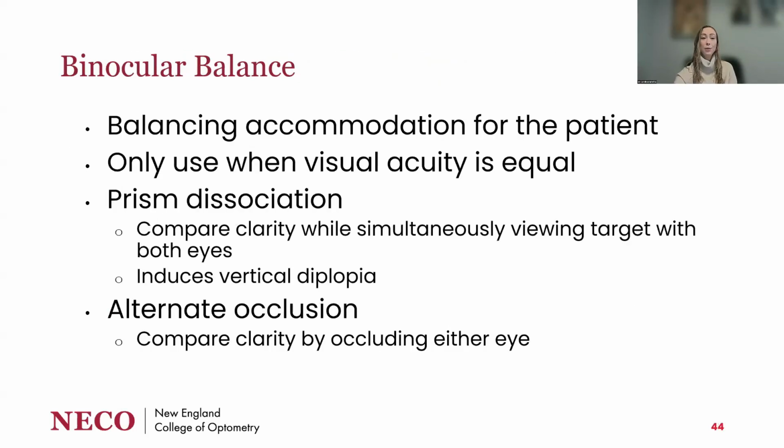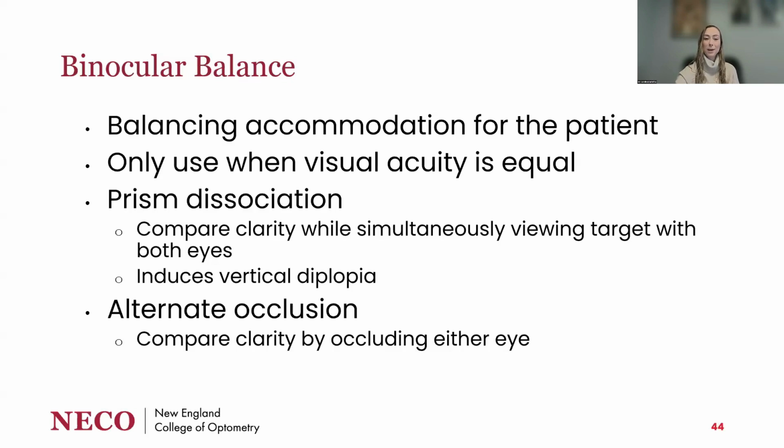We will then proceed to binocular balance. At this point, we assume that we've completed refraction for the right and the left eye, and we will open both eyes. We are balancing accommodation for the patient here. This has to be done when visual acuity is equal in both eyes. Two options are prism dissociation in addition to alternate occlusion.